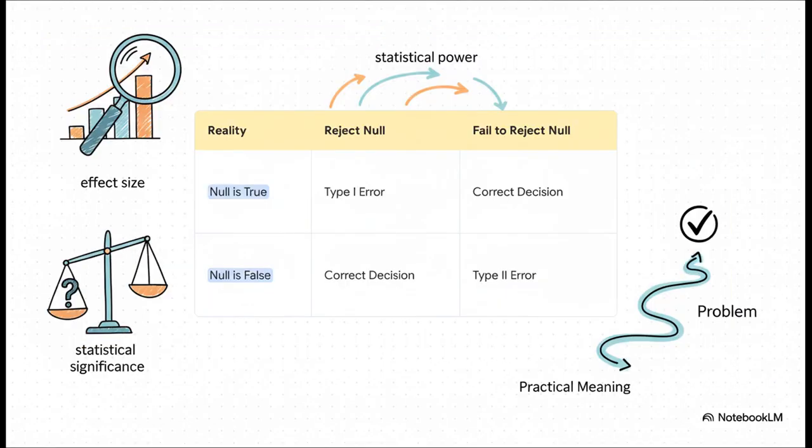This table really helps make it all click. Look, reality is simple. Either there's no effect, the null is true, or there is an effect, the null is false. And our decision is also simple. We either reject that no effect idea or we don't. So you see where things can go wrong. If in reality there's no effect, but we reject the null, bam, type 1 error. And if there is a real effect, but we fail to see it, that's your type 2 error. The whole game, really, is to design our studies so we land in one of those correct decision spots.